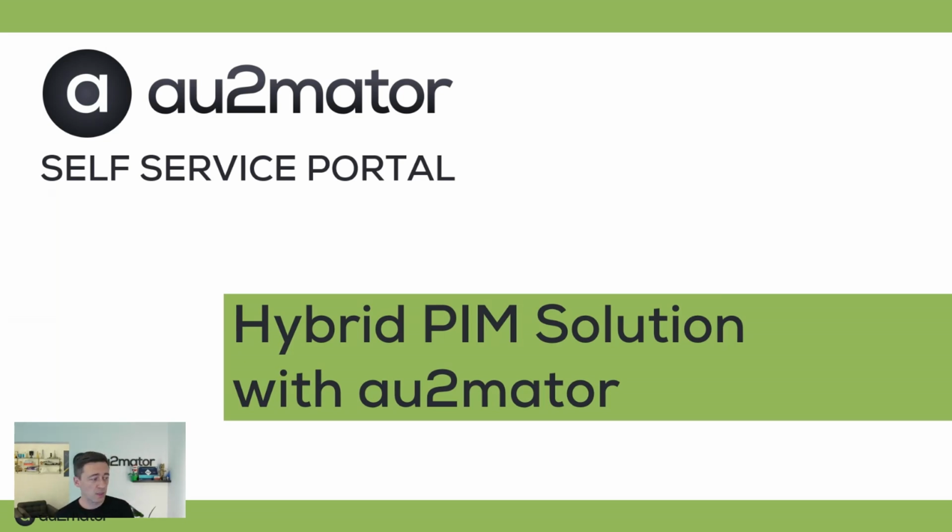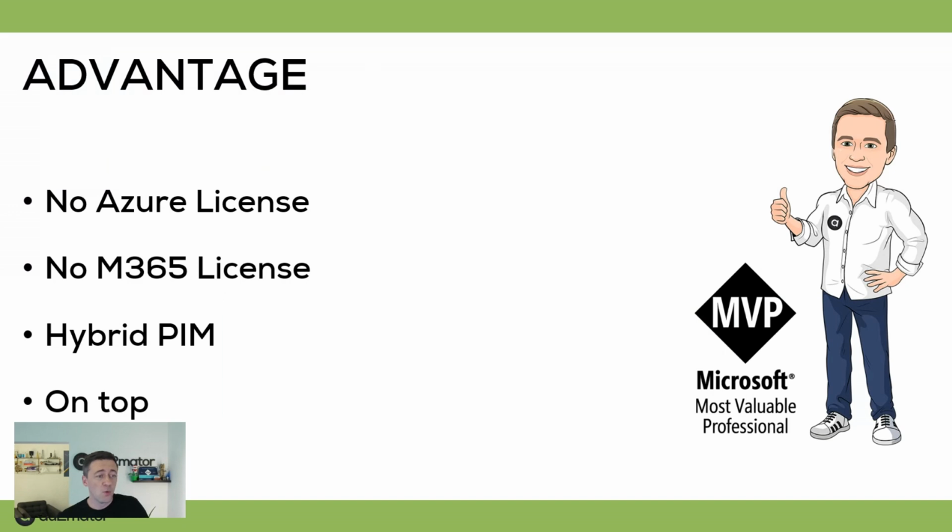And the good thing is, without using an Azure license, without the use of an M365 license, we did a hybrid PIM. That means we have cloud roles and on-prem roles combined. And on top of that, we also added some more features to improve the au2mator PIM solution compared to the Azure one. We start with a short introduction of our company and then we switch over to our demo.